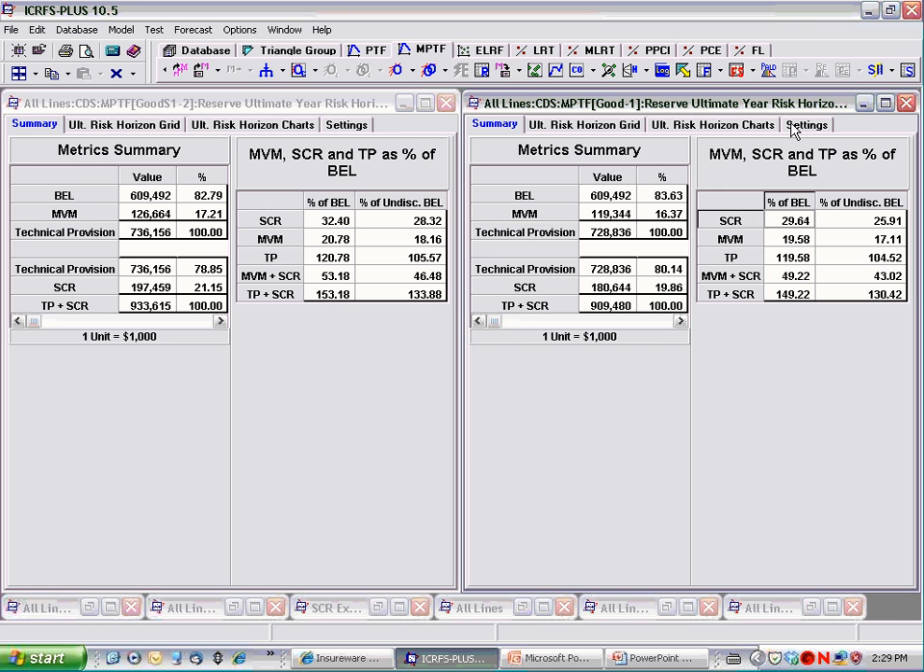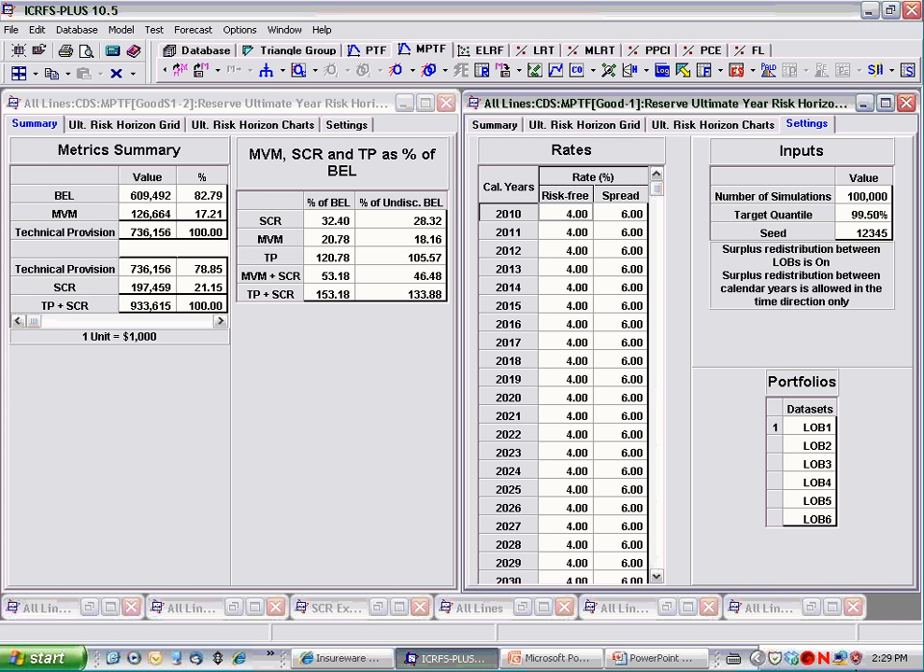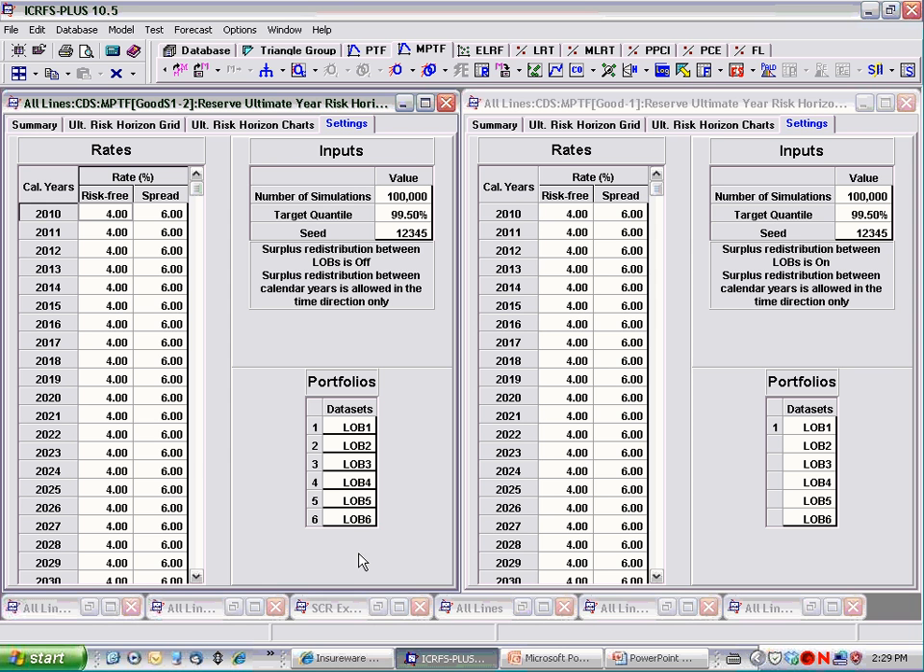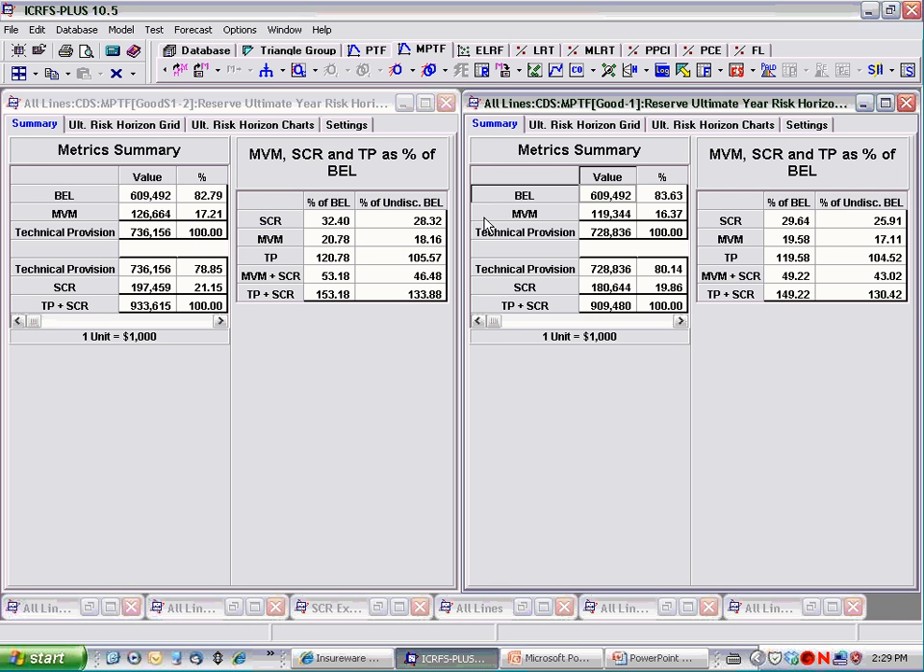Okay, on the right, what are the settings? LOBs is on, so there's redistribution. There's only one portfolio. On the left, each LOB is actually ring-fenced. There's no fungibility across LOBs. Let's look at it by summary. In terms of total capital at inception, it's 133% versus 130.